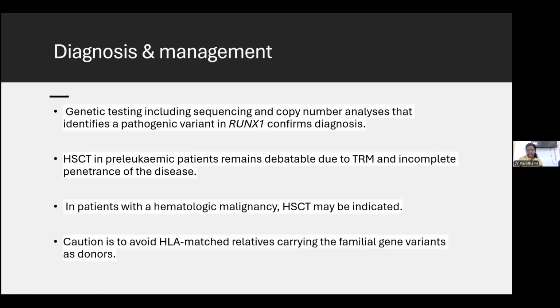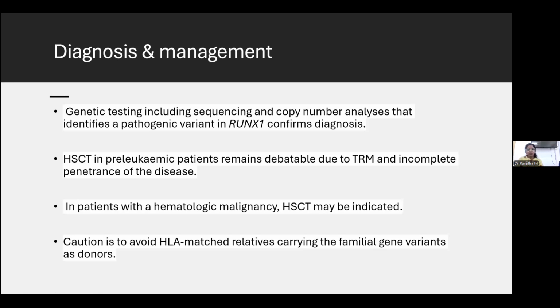Diagnosis is usually by genetic test, which identifies the pathogenic variant in RUNX1 and confirms the same. Hematopoietic stem cell transplant in the pre-leukemic patient, that is in our child, remains debatable due to transplant-related mortality and incomplete penetrance of the disease. In patients with hematological malignancy, hematopoietic stem cell transplant may be indicated as per the underlying malignancy.